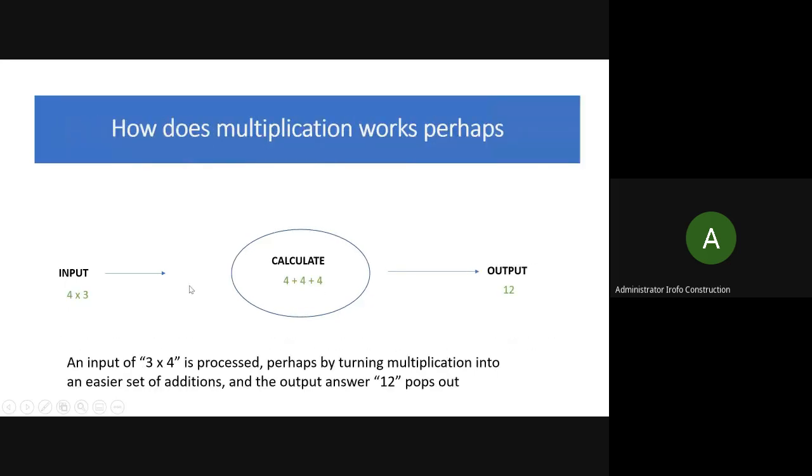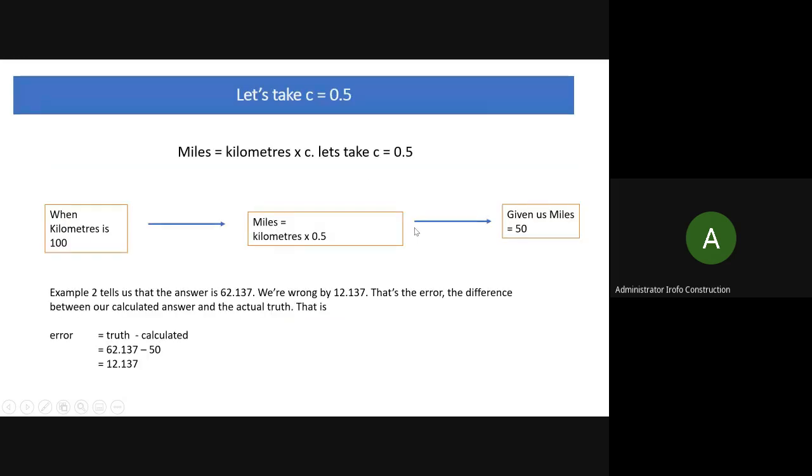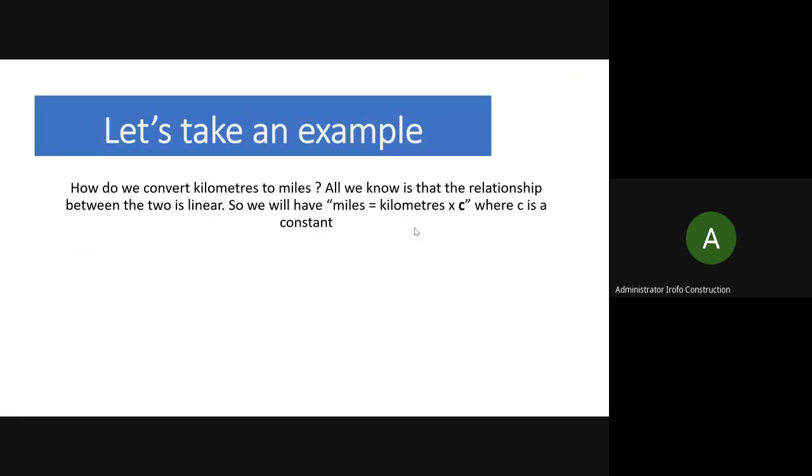An example is that if you input 4 times 3 into a computer, perhaps what it does is convert it into an addition and just work with addition and give an output for us. Because that's easier to work with than doing 4 by 3. You see? Then we move on to what we came here to say. We want to take an example of what the computer does and create a similar function.